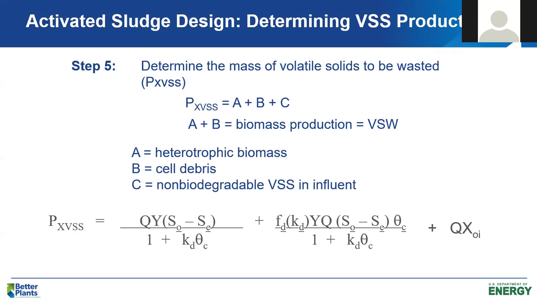Where we're getting good results. The biomass production, volatile solid production, PXVSS, is equal to this first term, which we call A, which is our heterotrophic biomass production, plus B, the second term, this is our cell debris. Wes Eckenfelder, he always called it bug bones. It's what's left over after the biomass have been completely oxidized. So it's the cell debris or bug bones. So that's part of the biomass production. And then this last term, Q times X sub O I, that is the inert volatile suspended solids that are coming in the influent. If they're inert, they're not going to be biodegradable. So they will accumulate and end up as solids in our waste sludge. So those three components, A, heterotrophic biomass, B, cell debris, and the inert VSS in the influent, that is our VSS production.